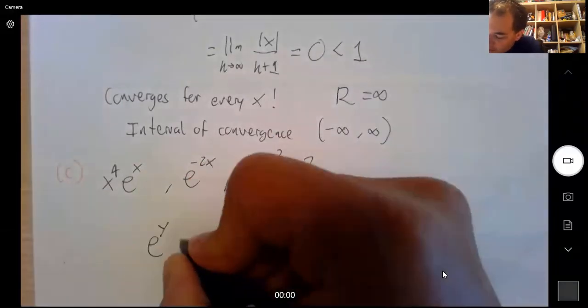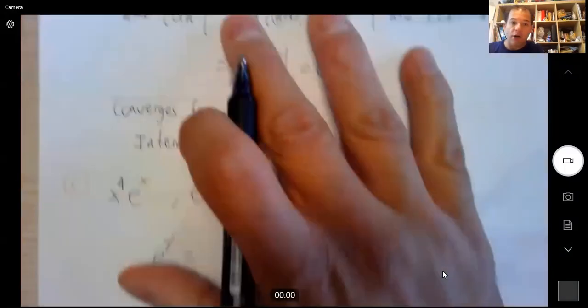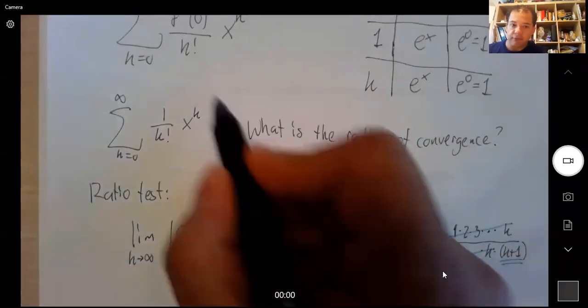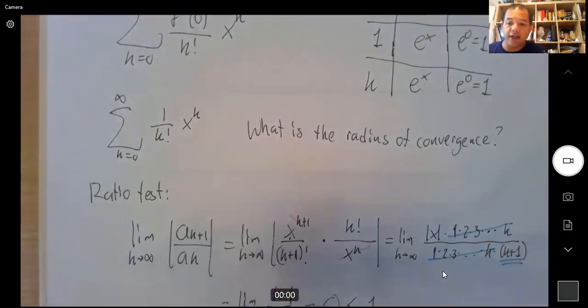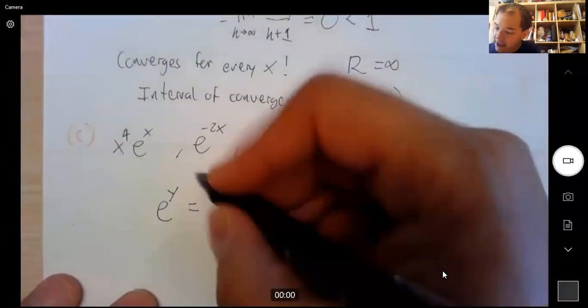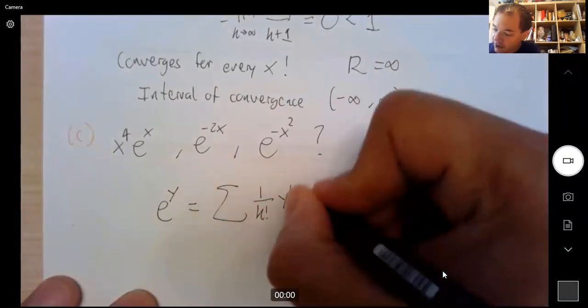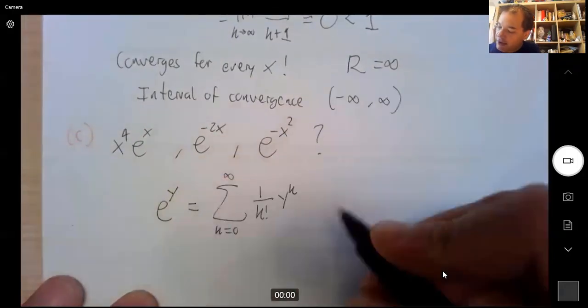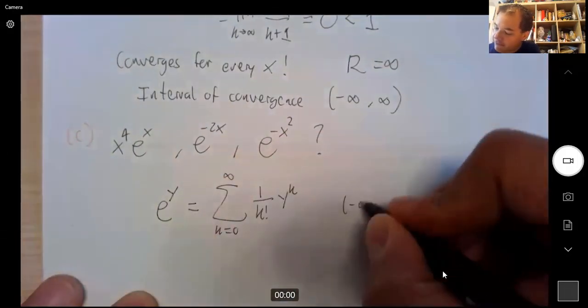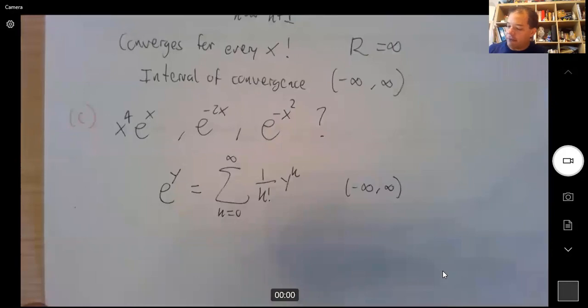So this is what we're going to assume. We're going to assume that e to the y, notice that I changed it to y because my technique is going to be to substitute the value of y for things that we need. The one we just calculated represents e to the x, or e to the y in this case. So this expression is actually equal to the sum of 1 over k factorial y to the k from 0 to infinity. And this is true for every y, right? From negative infinity to infinity. So how can we get these ones then?